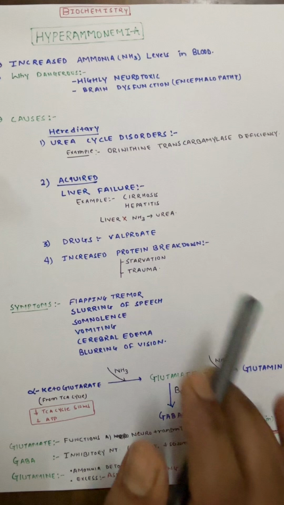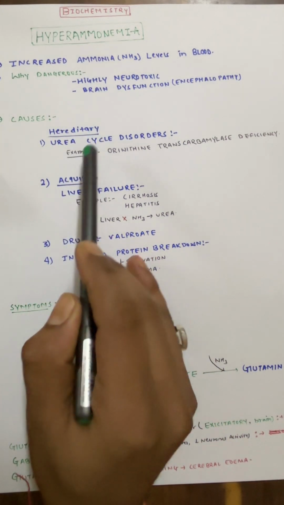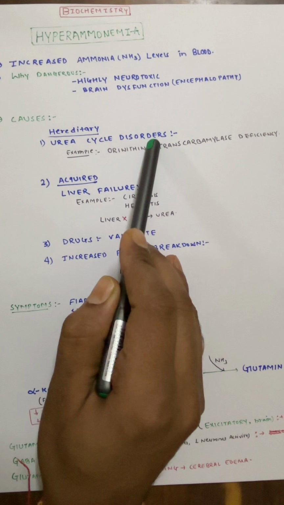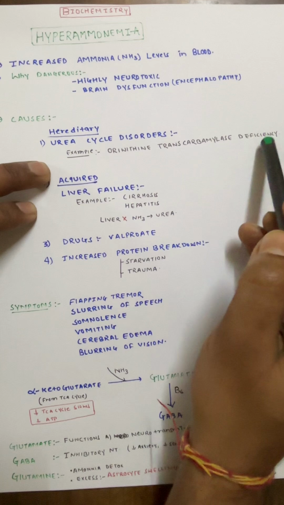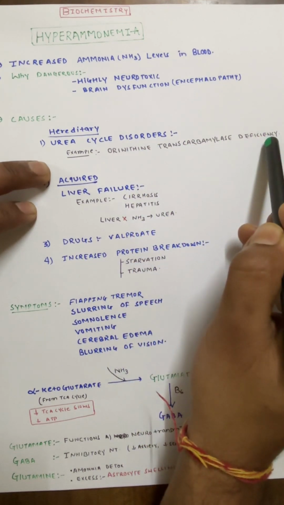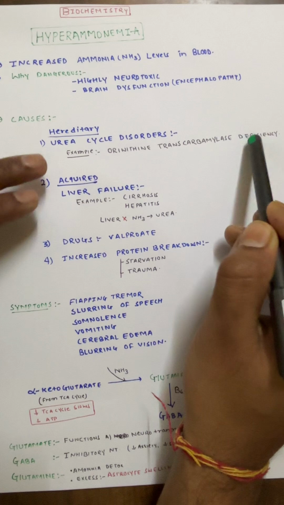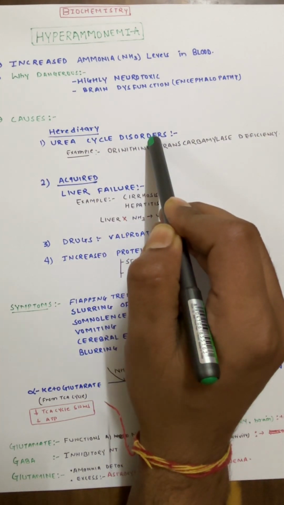Now, what are the causes? One cause may be hereditary, that is, urea cycle disorders. We talked about the urea cycle in the last video. Suppose there is a deficiency of an enzyme, ornithine transcarbamylase deficiency. If this enzyme is deficient, then the urea cycle will not occur, and again ammonia will accumulate in our body.